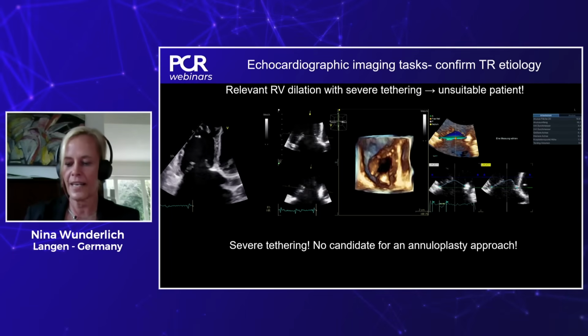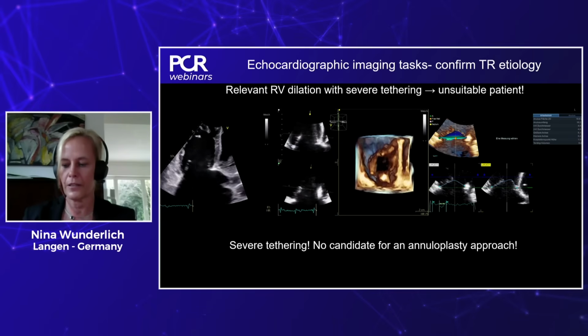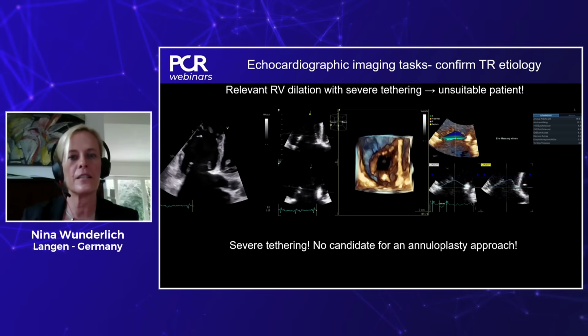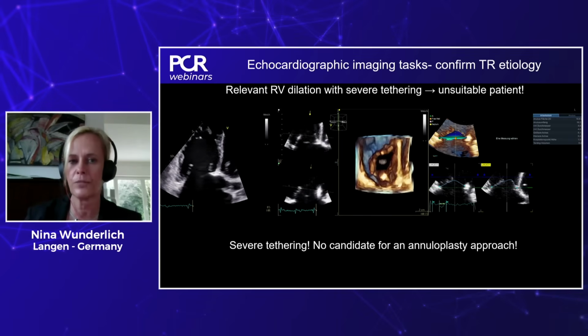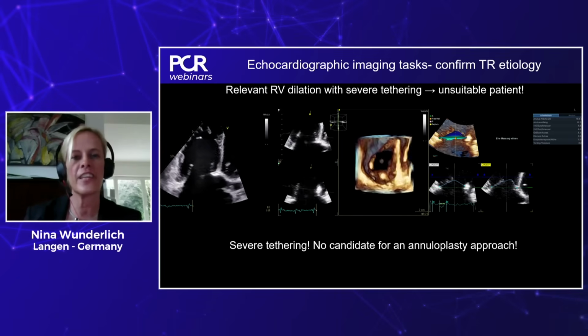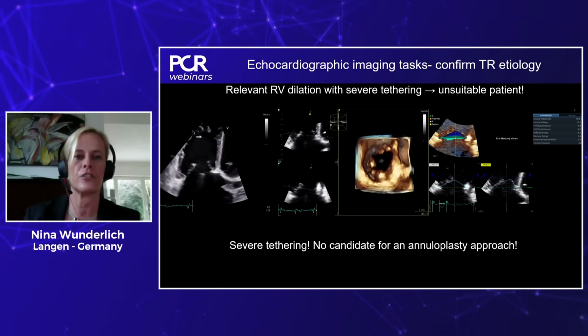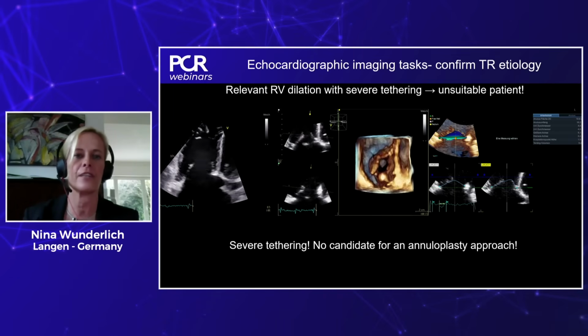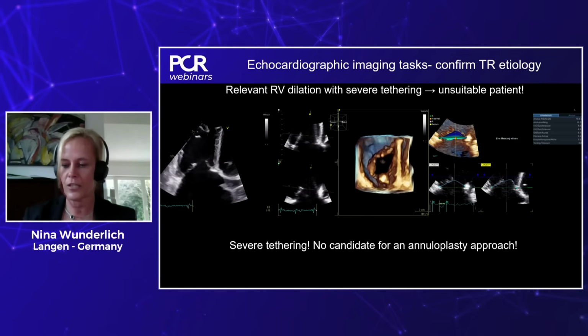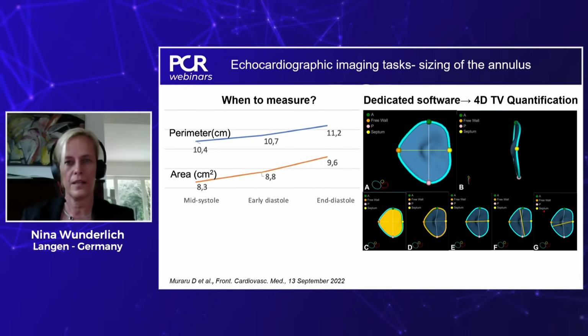So here we see another example where we see a severe tethering in this patient. So if you do an annuloplasty in such a patient, you can narrow the annulus, but you wouldn't really have a good effect on the tips of the leaflets and on the coaptation. So this is not really a brilliant patient for that.